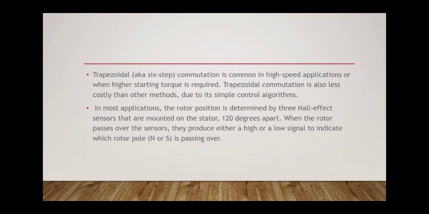As we already know, the rotor and the stator are 120 degrees apart. When the rotor passes over the sensor, they produce either a high signal or a low signal to indicate which rotor pole is passing over, whether it is north or south.